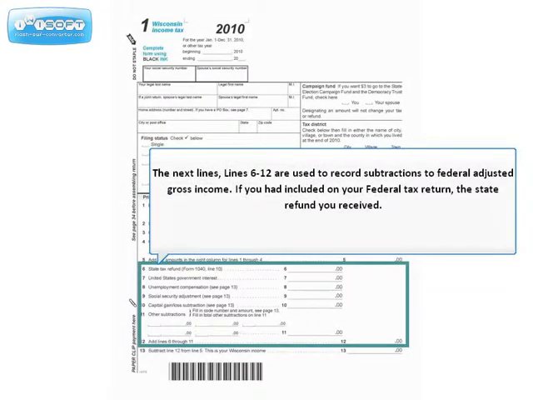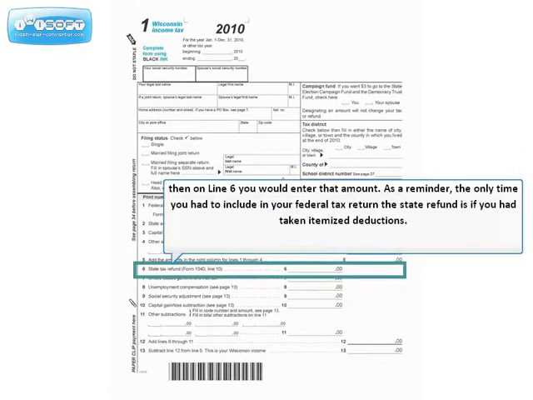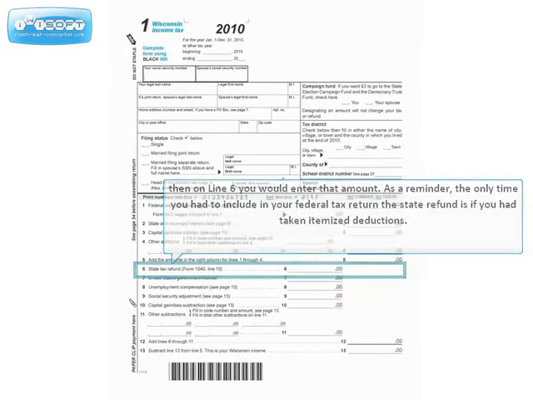The next lines, 6 through 12, are used to record subtractions to federal adjusted gross income. If you had included in your federal tax return the state refund you received, then on line 6 you would enter that amount. As a reminder, the only time you had to include in your federal tax return the state refund is if you had taken itemized deductions.